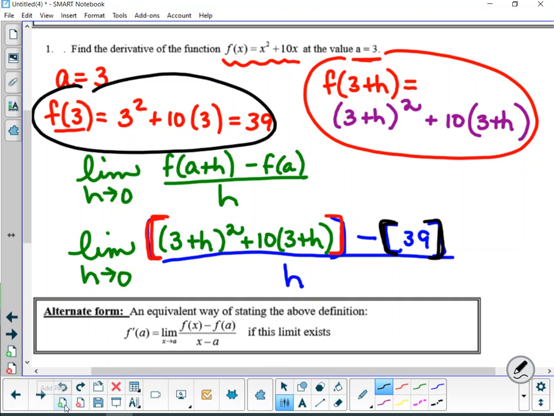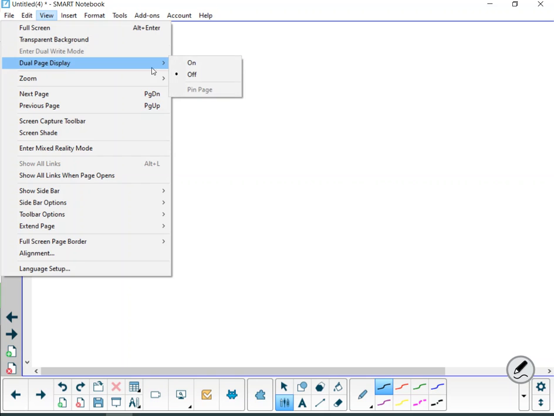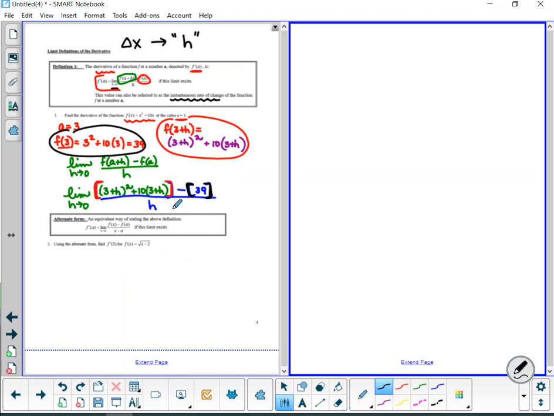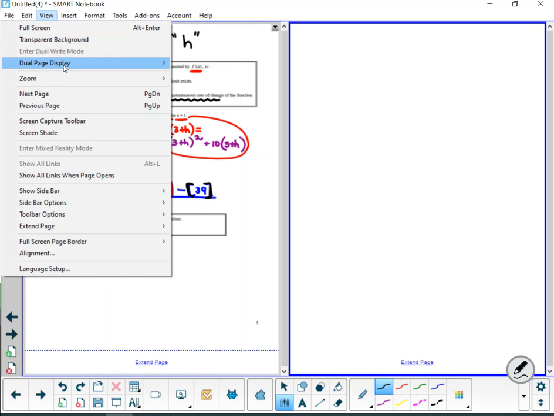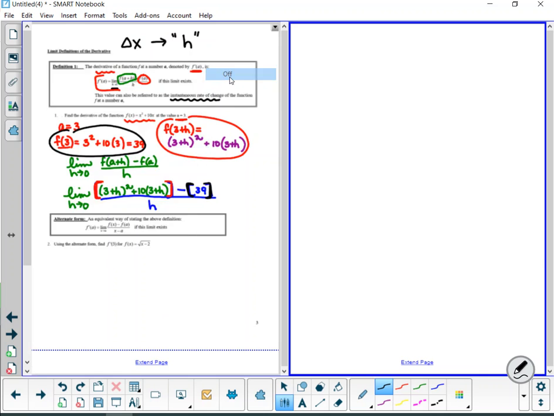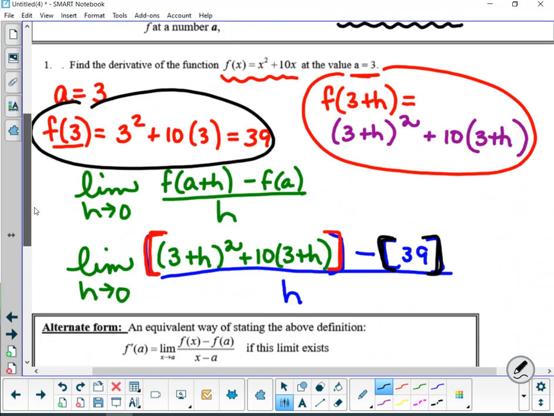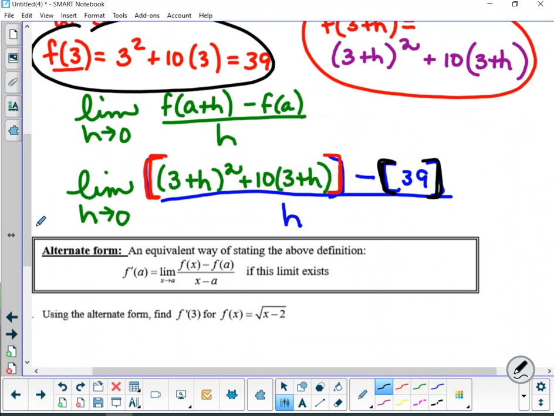Okay. So, let's talk about this limit actually for a minute. If I try to calculate this limit and I put a 0 in for h, what happens? It doesn't exist. Why? Because h is in the denominator. You get 0 in the denominator, so this is a DNE limit. We're done.